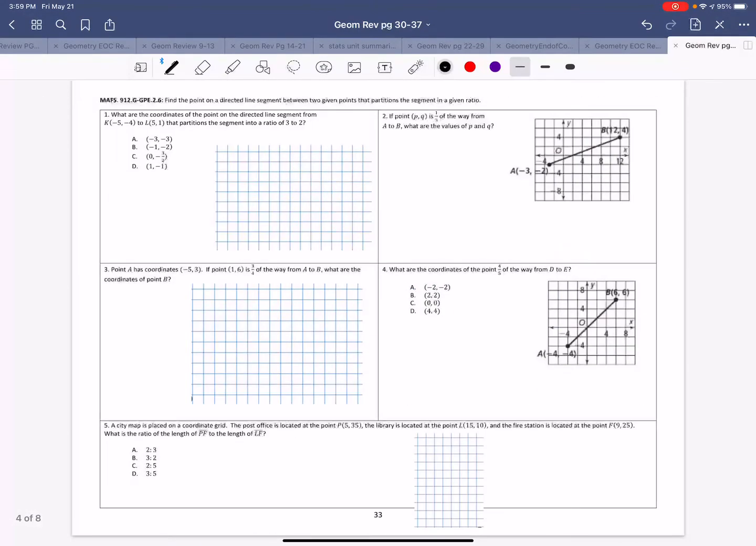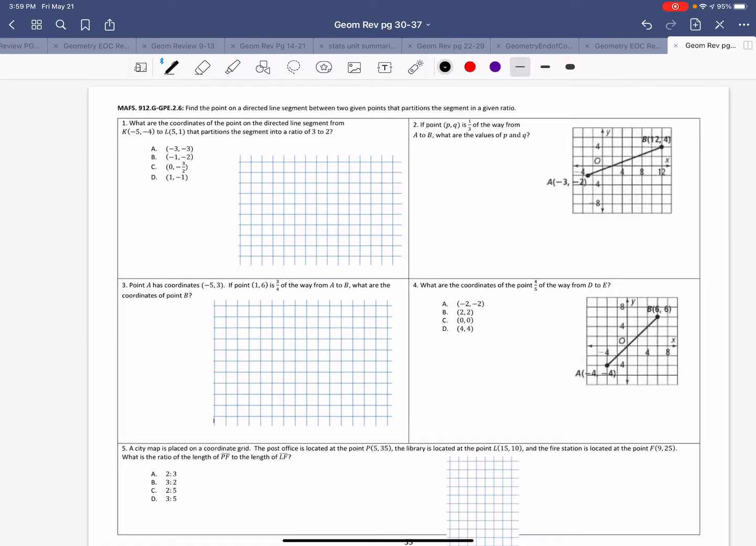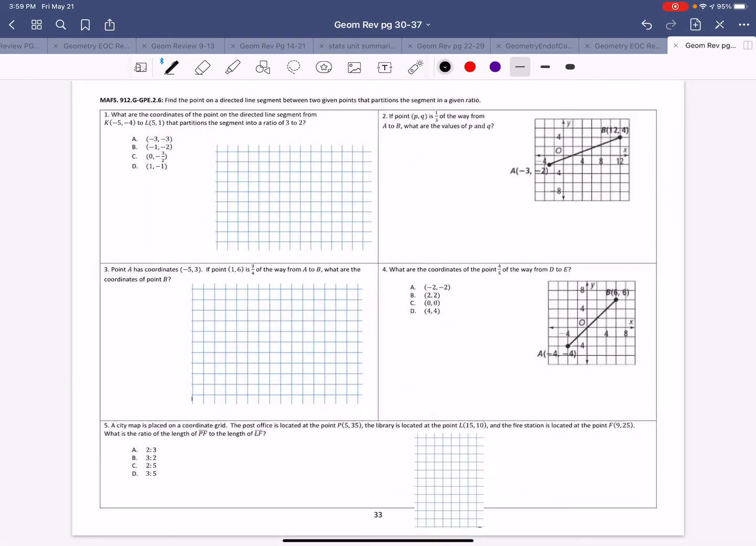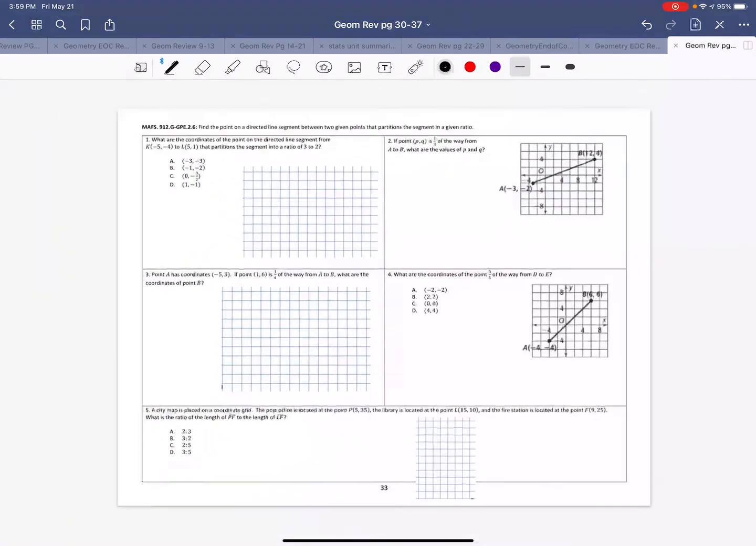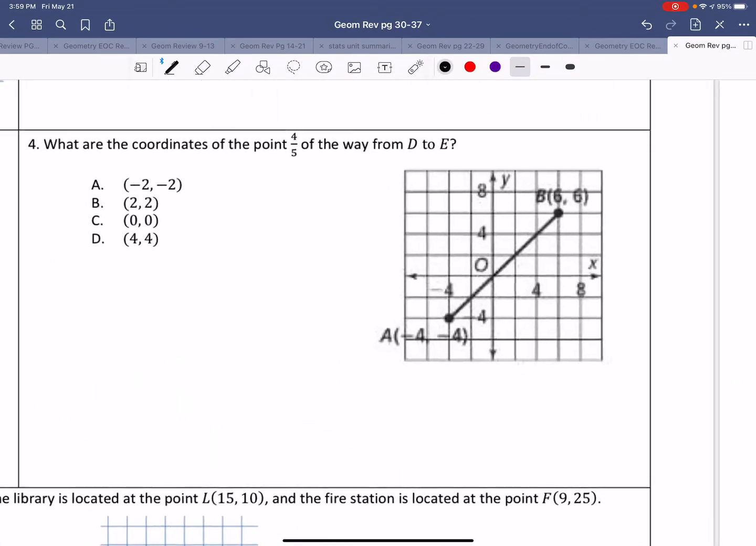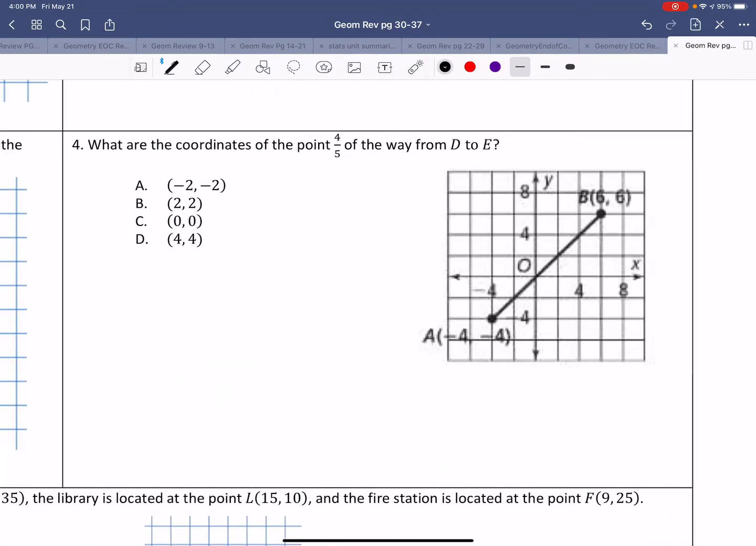All right, questions for page 33. It says, find a point directly on that segment. Okay, so I really like this one. I think each student can probably get at least 1, if not 2 on this page, depending on the question. So let's first go to question number 4. That's probably the easiest one.